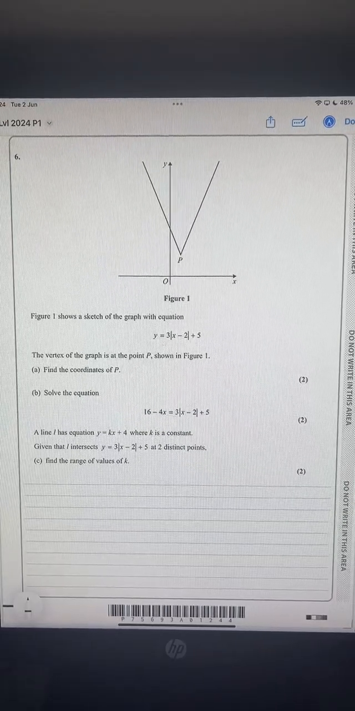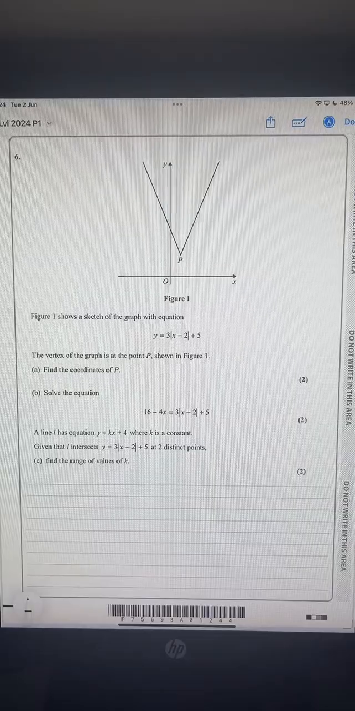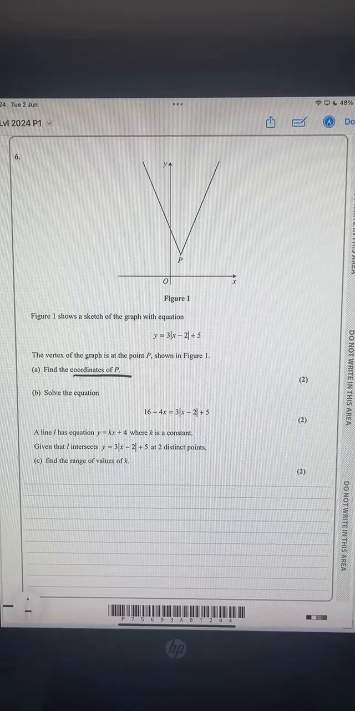The vertex of the graph is at the point P shown in figure 1. There's your vertex where it changes direction. Find the coordinates of P. Now you might be thinking, how does it come to coordinates? Well, what I like to do is, I hate when it comes to coordinates.